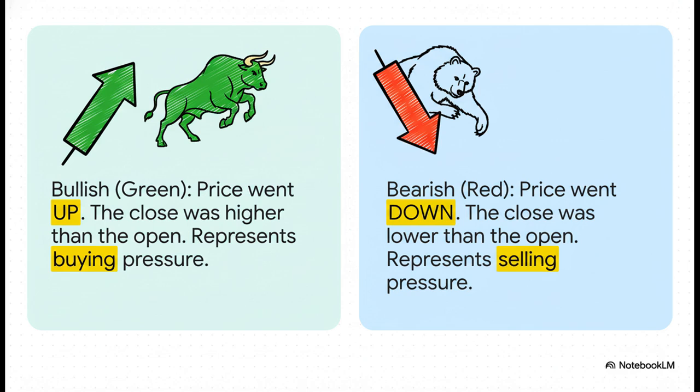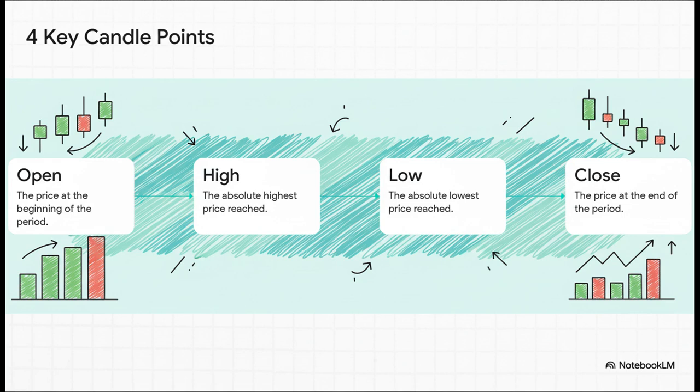Super straightforward. But how do they show all of this? Well, every single candle gives you 4 key pieces of info. That thick part, that's called the body, and it shows you where the price opened and where it closed. And those thin little lines sticking out the top and bottom, those are called wicks. They show you the absolute highest price and the absolute lowest price that was reached during that time. So in one tiny little shape, you see the start, the finish, and the whole journey in between.